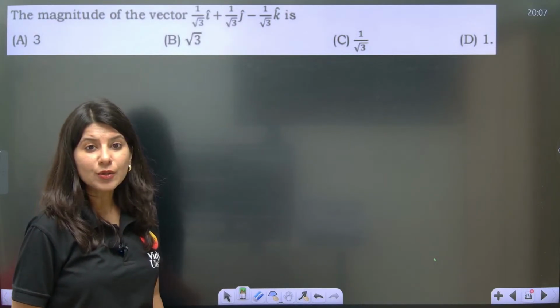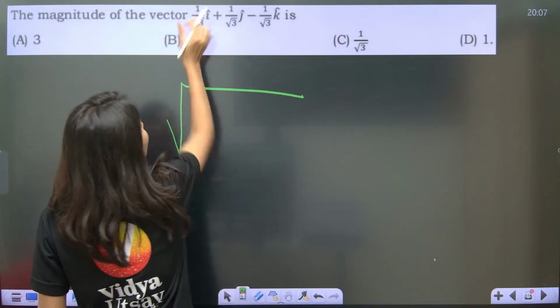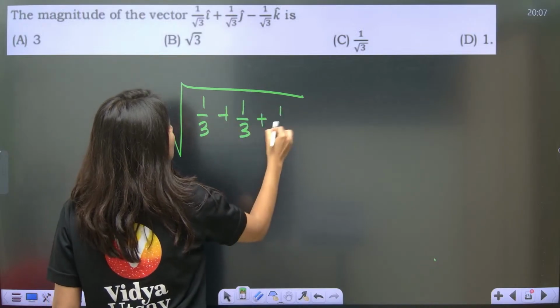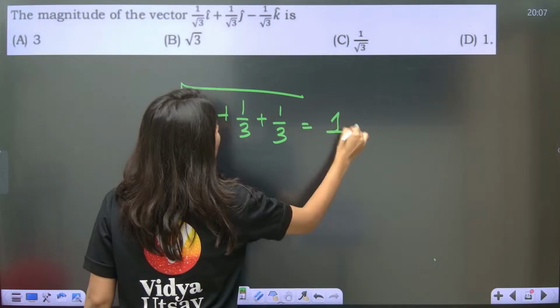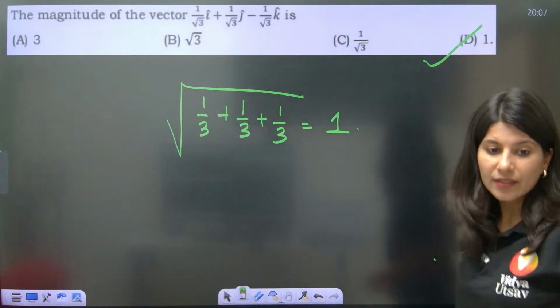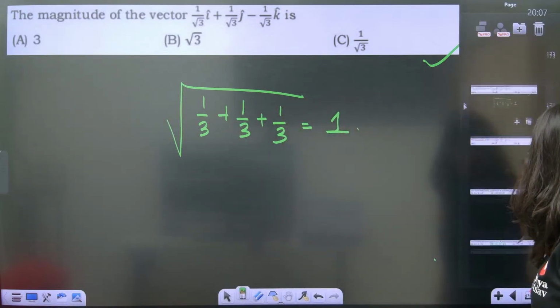The magnitude of this vector is what they are looking for. Again, very easy. Square root of (1 by root 3) whole square plus (1 by root 3) whole square plus (1 by root 3) whole square. So 1 is the correct answer. Option D is absolutely right.